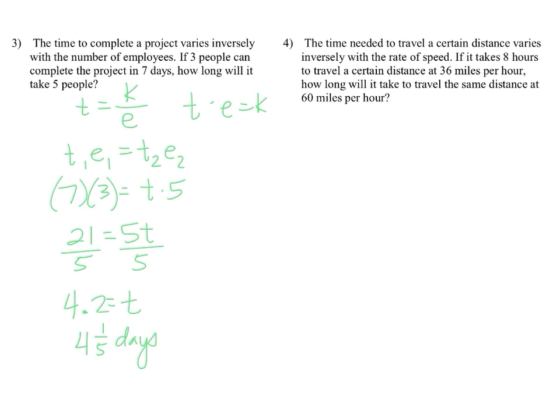All right, next one. The time needed to travel a certain distance varies inversely with the rate of speed. If it takes 8 hours to travel a certain distance at 36 miles per hour, how long will it take to travel the same distance at 60 miles per hour? Work it out, pause it, work it out, and then check out my answer. All right, guys, here comes the answer.